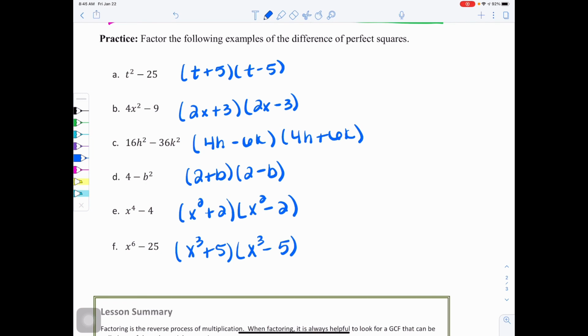And then lastly in F, x to the sixth is a perfect square. Remember, we're looking for even exponent numbers. The square root would be x to the third. 25 is a perfect square. The square root of 25 is 5. So you end up with x cubed plus 5 and x cubed minus 5. And that concludes your lesson on multiplying and factoring polynomial expressions day 2, which deals with difference of two perfect squares.